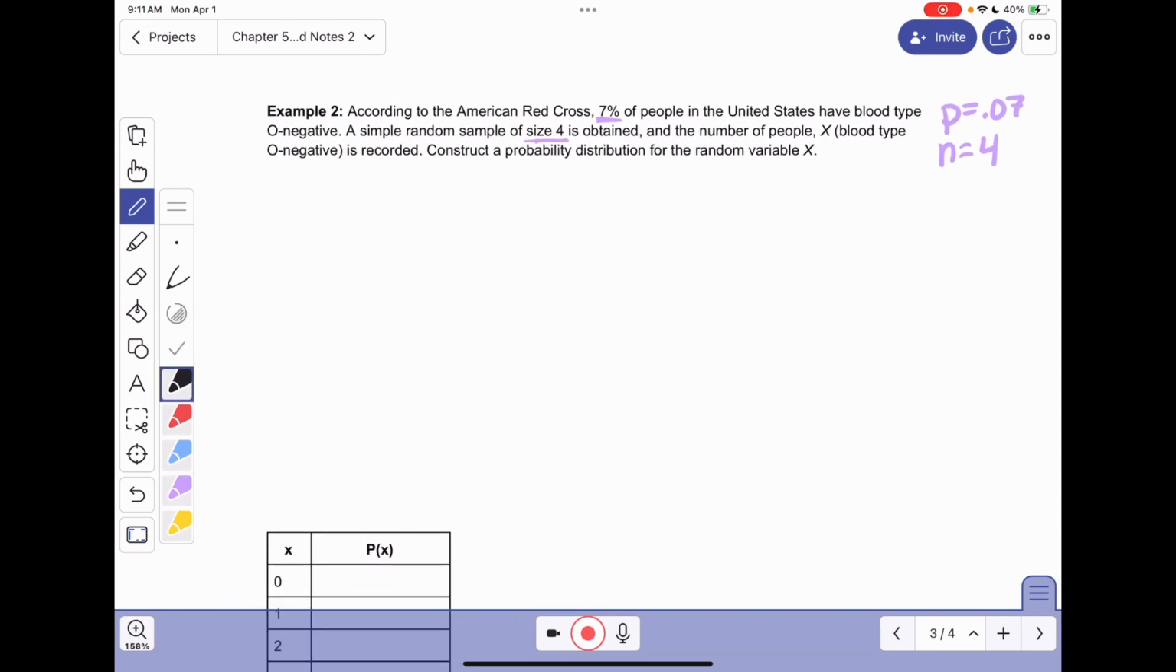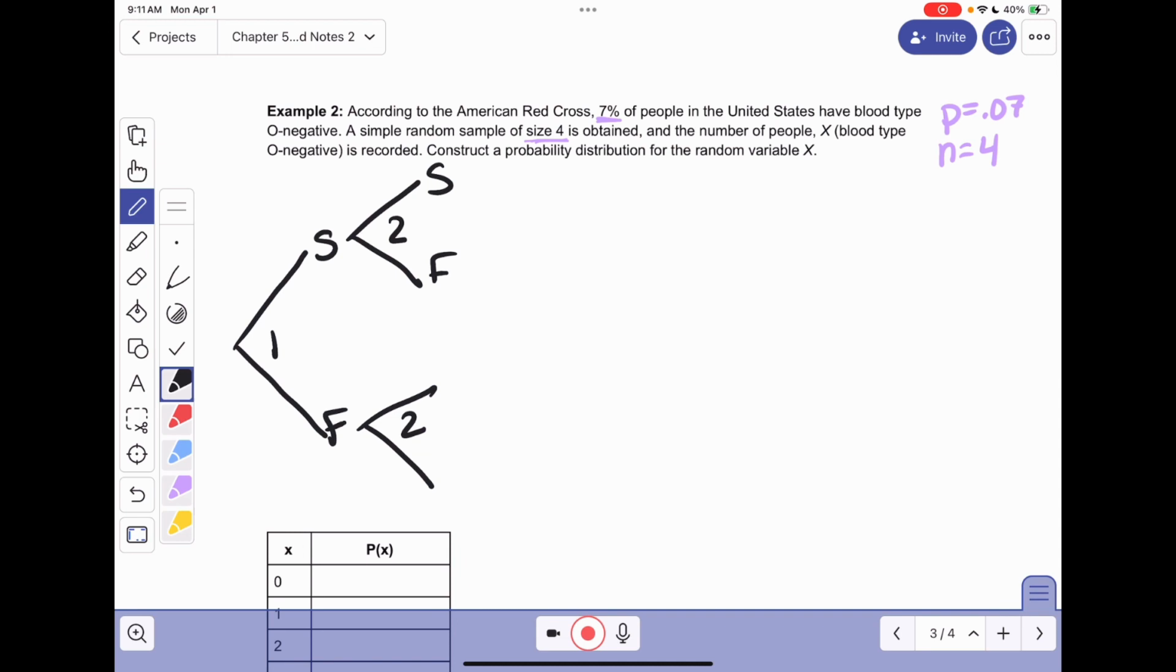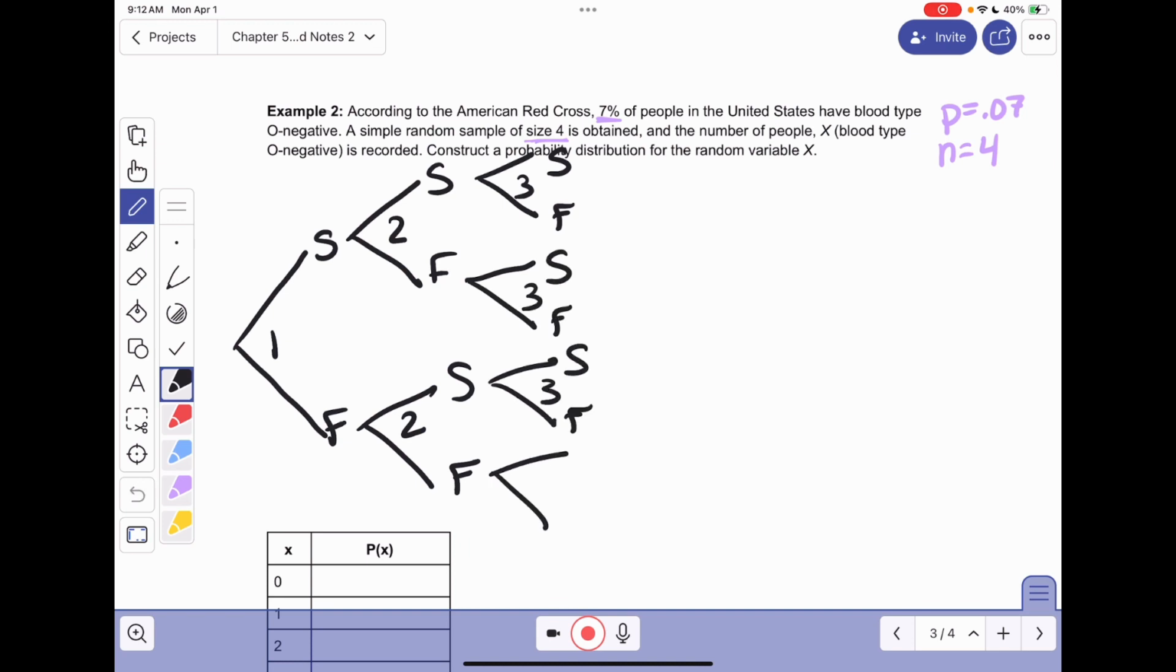So we have a couple options for how to do this. We can say, all right, the first person is either success or failure, meaning O negative or not. And then the second person is success or failure. And then the third person is success or failure. And then the fourth person is success or failure.